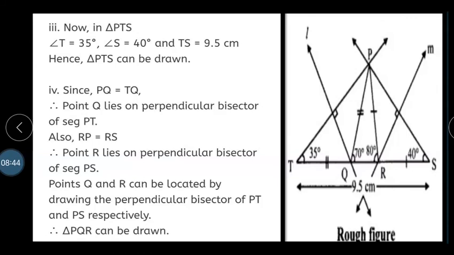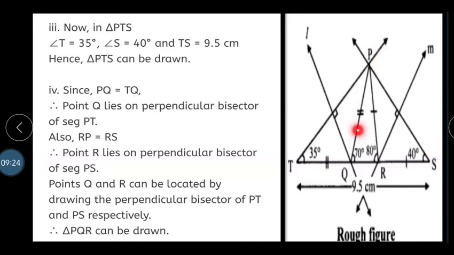Now in triangle PTS, the whole triangle, you can see angle T is equal to 35 degree, angle S is equal to 40 degree, TS is equal to 9.5 centimeter. Triangle PTS can be drawn. Since PQ and TQ are equal, point Q lies on the perpendicular bisector of seg PT, also RP and RS are equal. So point R lies on the perpendicular bisector of PS.